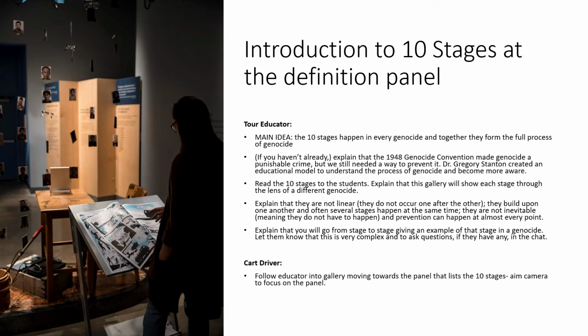Other information that is important at this point, explain that the stages are not linear, they build upon one another, and they are not inevitable. Prevention can happen at almost every point. Then set up the move from island to island. You will go from stage to stage, giving an example of each stage in a historical genocide. Let them know that this is a very complex topic and to ask questions in the chat or by unmuting.